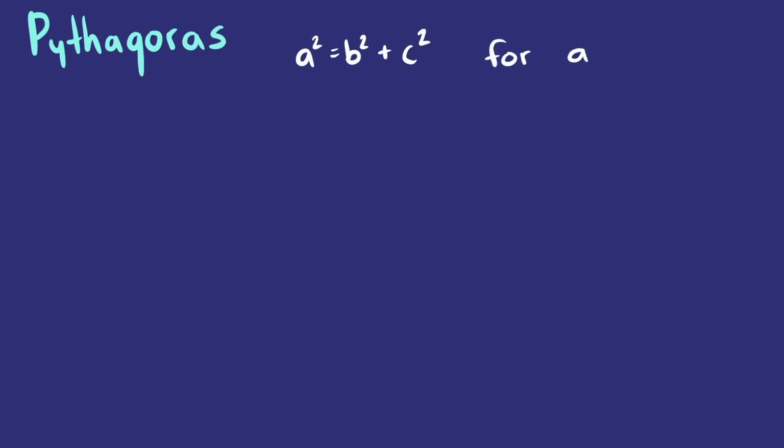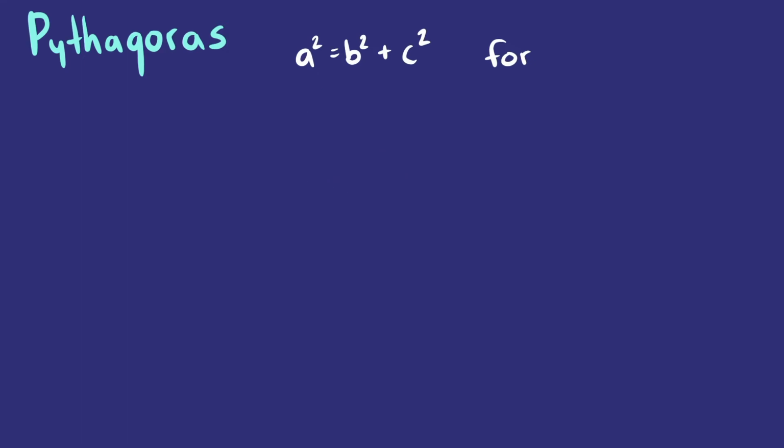Let's now move on to some Pythagoras. We'll start simple by solving a squared equals b squared plus c squared for a. This is just a single step. We need to square root both sides to get rid of the square above the a, and that gives us the square root of b squared plus c squared.